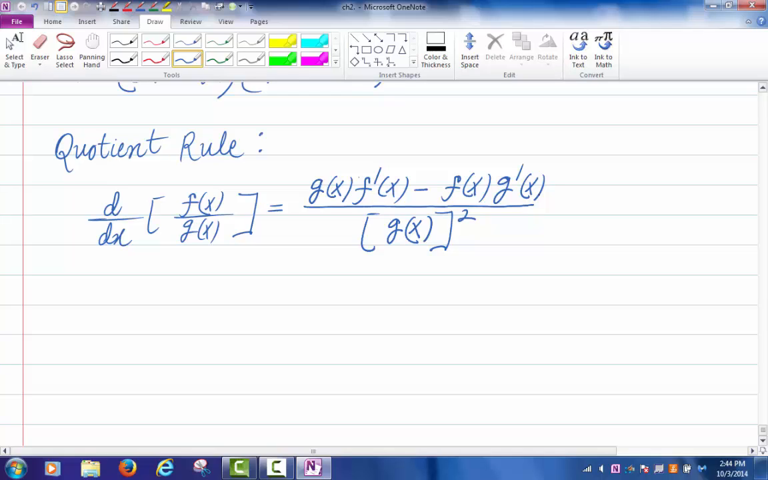So high means the numerator, low means the denominator. So you take low d high, derivative of the high, minus high d low. D low means derivative of the low, and then this is over low squared.